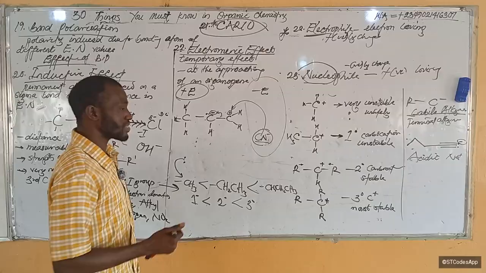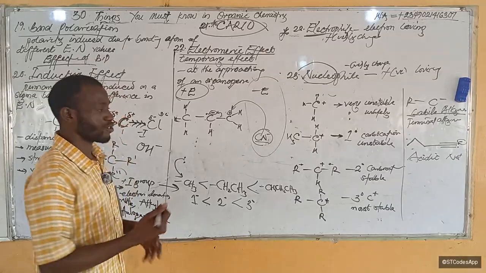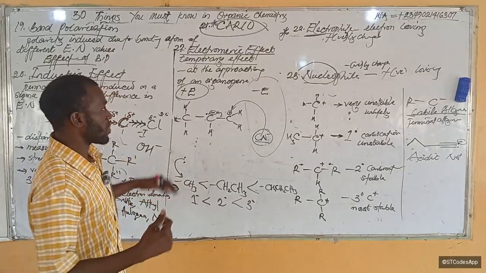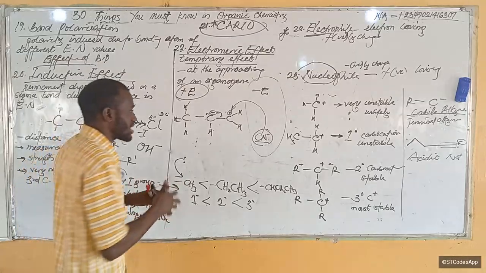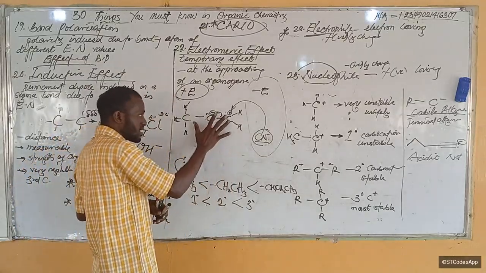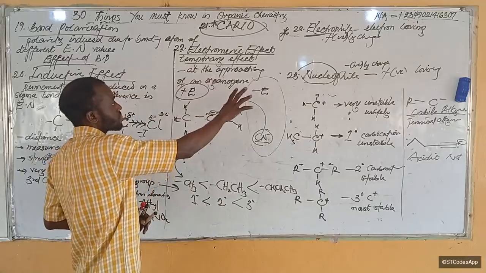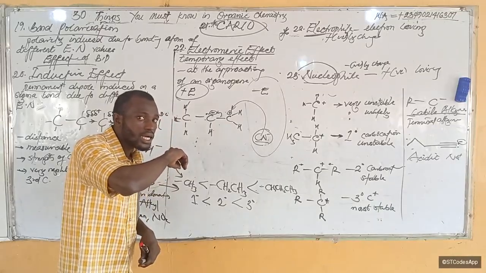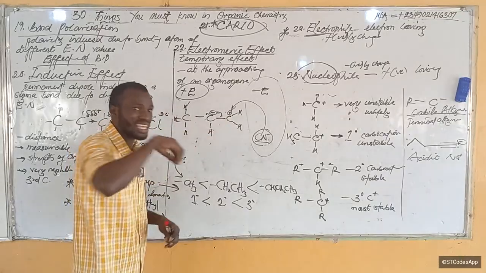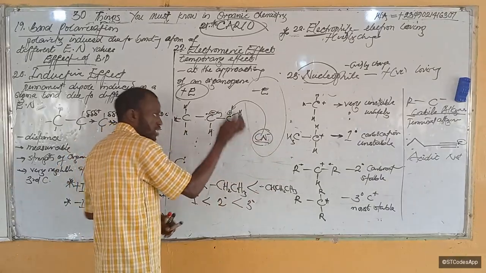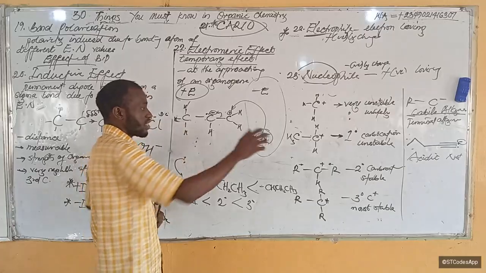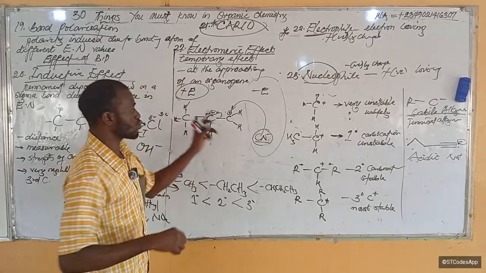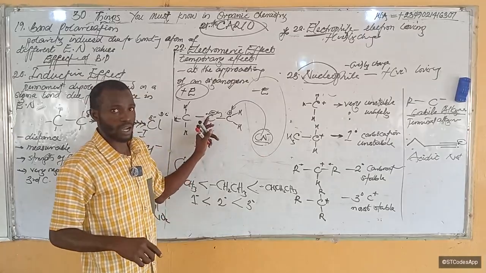I don't know if I'm being simplistic enough, but try as much as possible to understand, for those of you that have taken it before. But if you have not taken it before, that's just the way to understand it. There will be no movement of electrons except there is an approaching organogen. Once the organogen approaches, then there is a cleaving of the pi bond, and then the pi electrons move to one of the atoms. Is that okay?